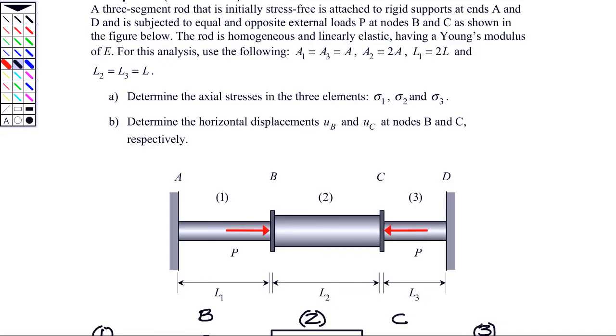What we're asked to do in this problem is look at a 3-segment rod made up of segments 1, 2, and 3. The properties are shown in the problem description. These 3 segments are joined together at rigid connectors at B and C. What we want to calculate, as a result of the applied force P to the right at connector B and the same magnitude force applied to the left at connector C, are the axial stresses in elements 1, 2, and 3, and then the horizontal displacements UB and UC.